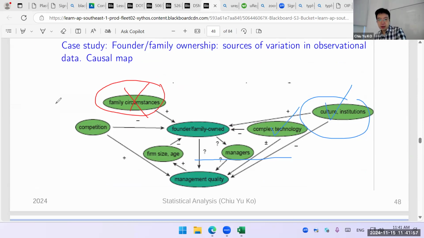And what about this guy? Manager. Manager is no, because it's a mechanism, right? So just did that, okay? And competition is also the same, it's the common cause confounder, so take. Okay. And this is reverse causality, right? Then you need some IV to do it, okay?